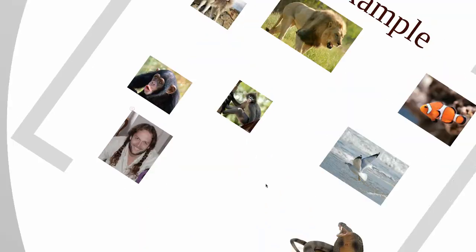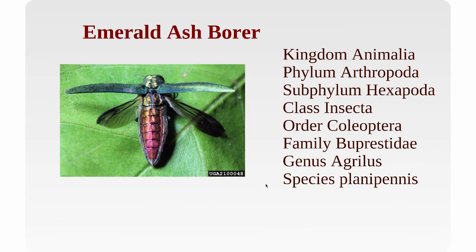Let's look at one more example, and we'll just display it in a slightly different way. This is an economically important insect called the emerald ash borer. It is in the same kingdom as us. We're animals. We're in the kingdom Animalia. But unlike us, it's in the phylum Arthropoda. So arthropods include things like shrimp and crabs and insects. Insects are all in the subphylum Hexapoda, class Insecta.